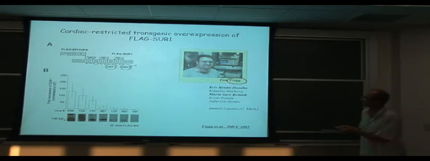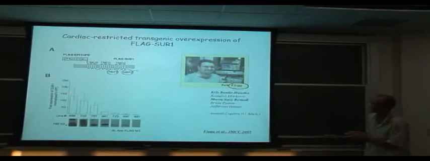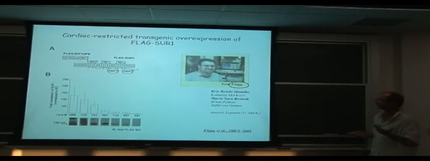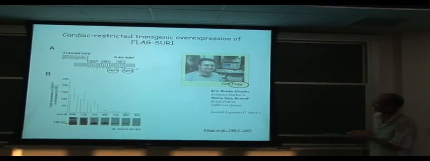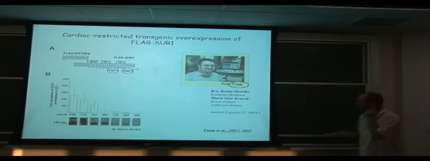Anyway, he generated these lines whereby, at the RNA level, he got a lot of overexpression of SUR1 in the heart. He could get up to 150-fold over whatever the endogenous expression was by RT-PCR. He got multiple lines with differing levels of expression by RNA, and at the protein level, you can see that corresponds to differing levels of protein. This is the work of Maria Sarah-Remedy, who's also in the audience.